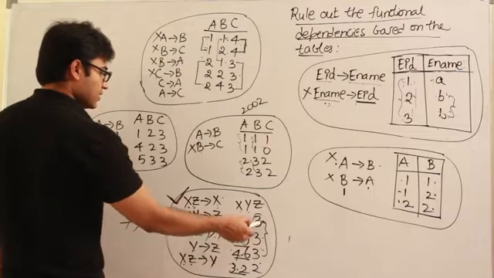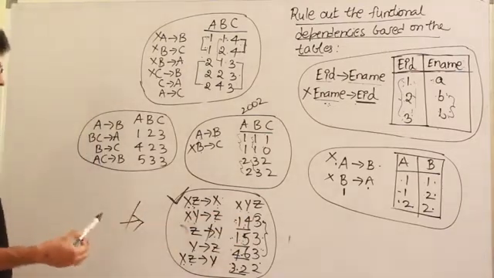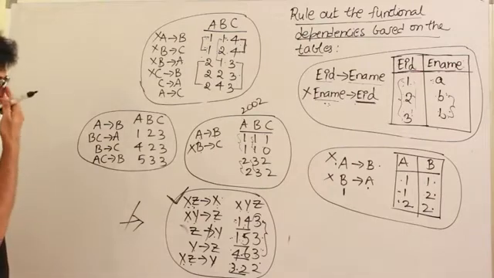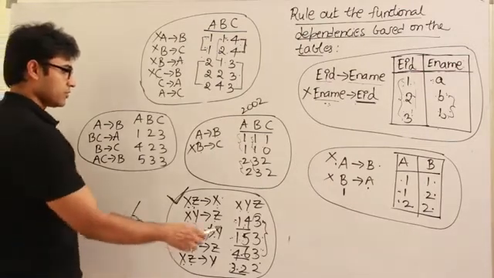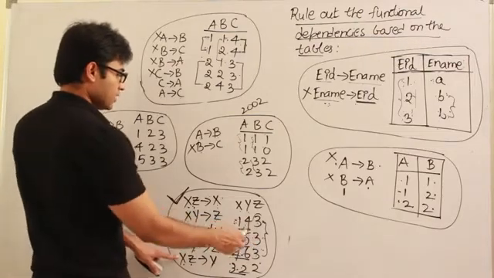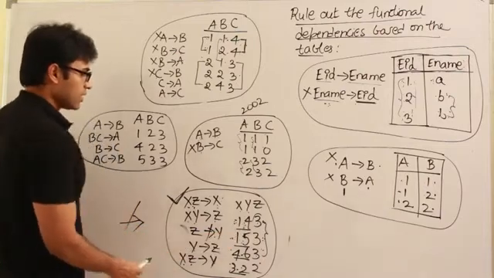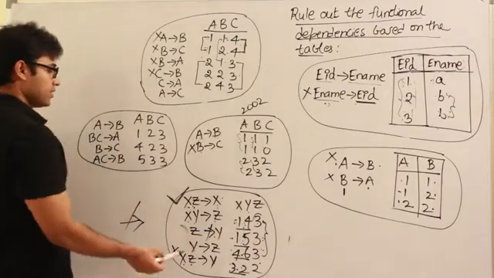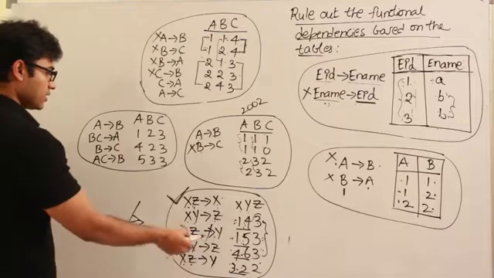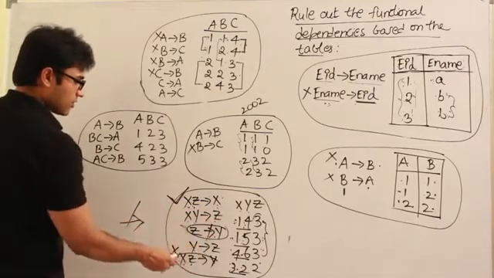So x and z 1 3, 1 3. You have to check only those values which are repeating. You need not check the values which are unique, right? So which means 1 3. If x and z are 1 3, y is taking the values of 4 and 5. Therefore this one is clearly violated, right? So how many violations are there? This one got violated and this one got violated.